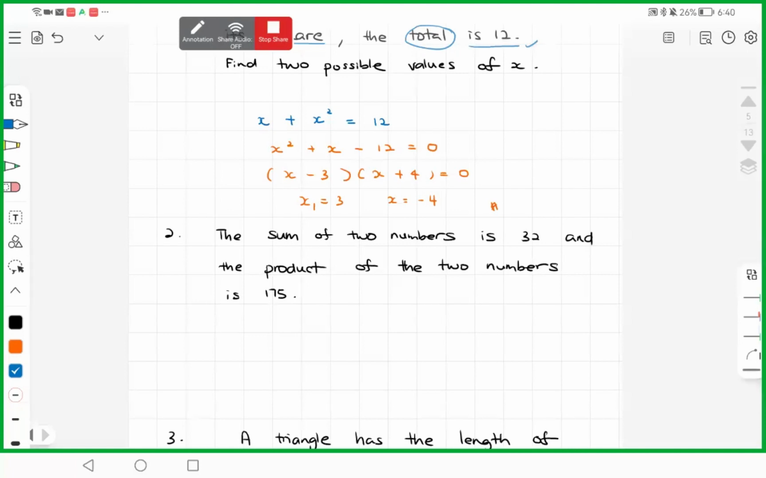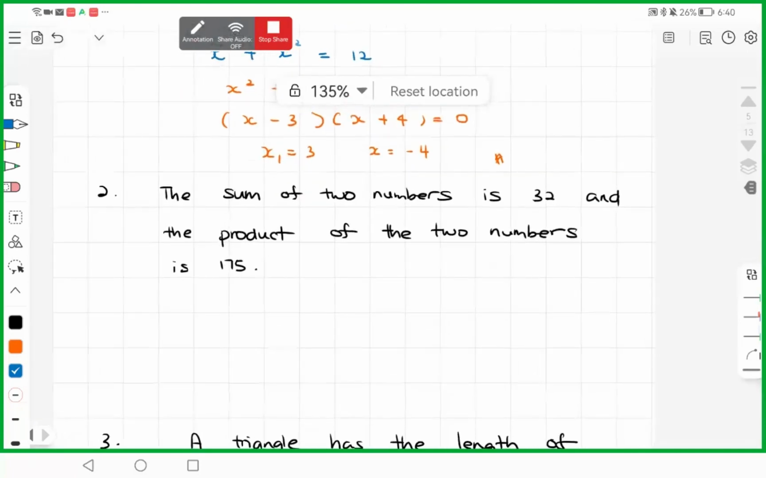Confused. It's okay, it's okay. Because it looks like it has two variables in mind, right? They say the sum of two numbers is 32. The sum of two numbers. So we can differentiate first. We let the first number be x, the second number be y. The sum, so x plus y is 32.